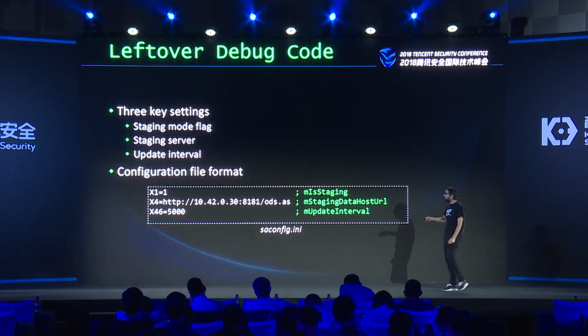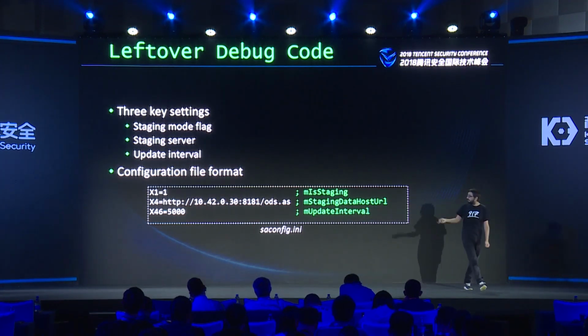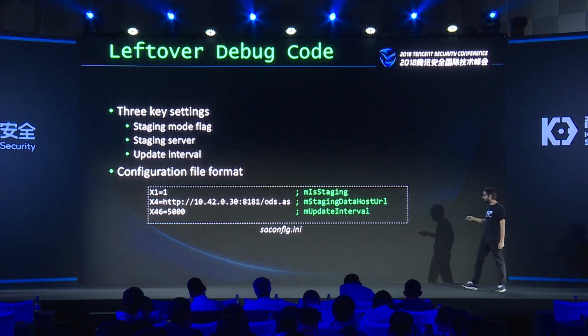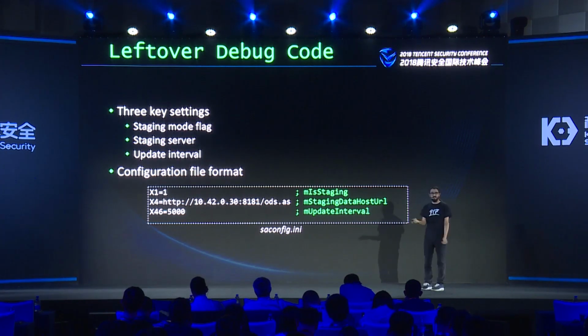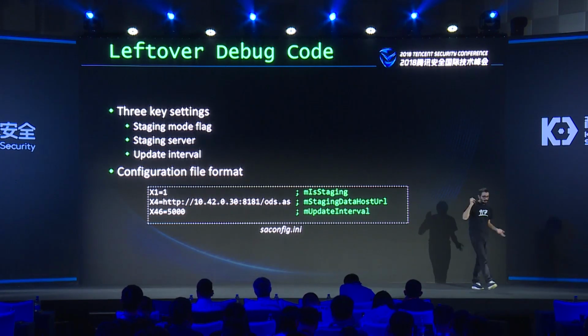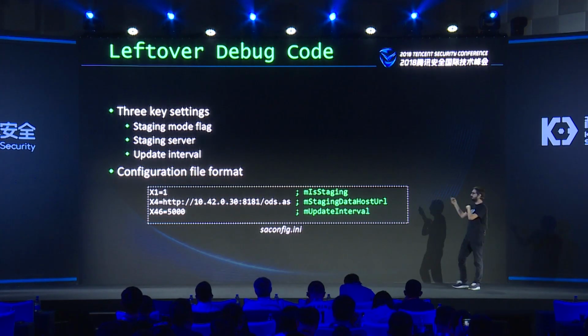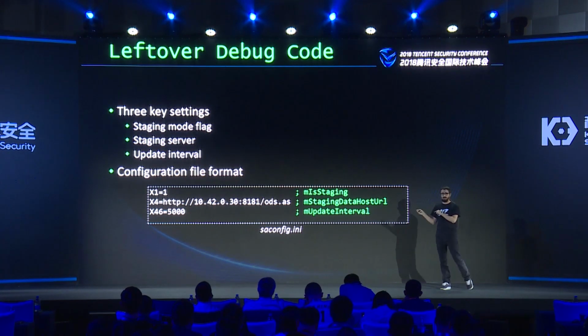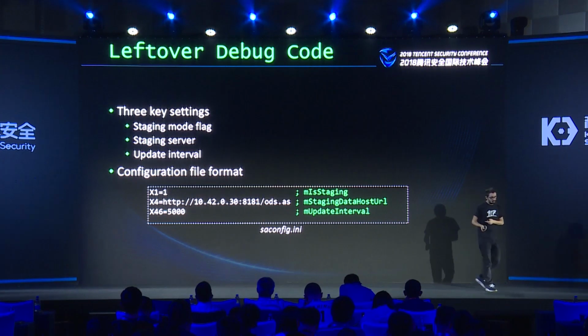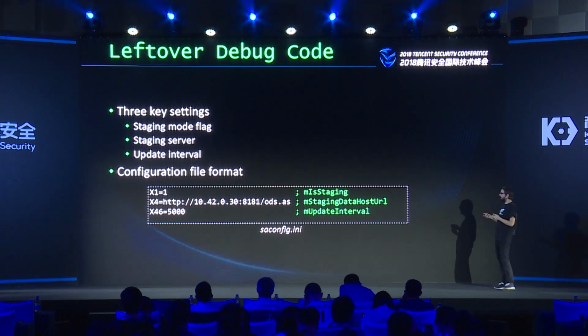First, we set the staging mode flag to be on. Then we specify staging server URL, which is our own IP. This could be on a local network, could be on the internet, could be anywhere, really. And then we specify the time about how often Galaxy Apps should check for updates. This is not exactly the value. This value is actually processed further, but this is the value that we need for triggering an interesting integer overflow that I'll mention in a bit.